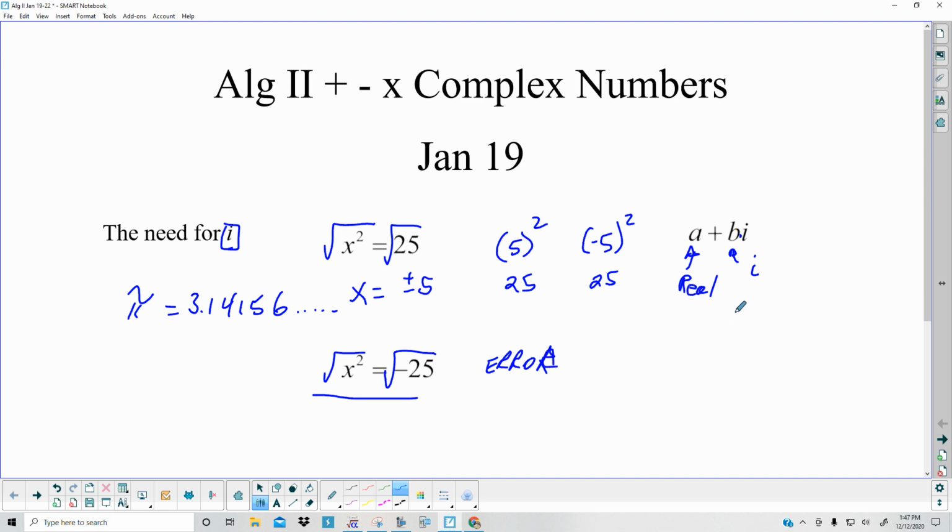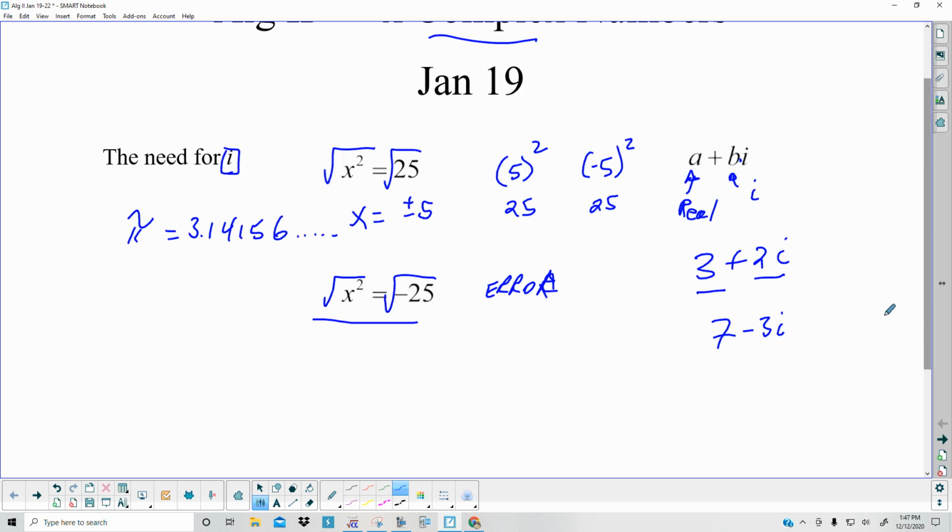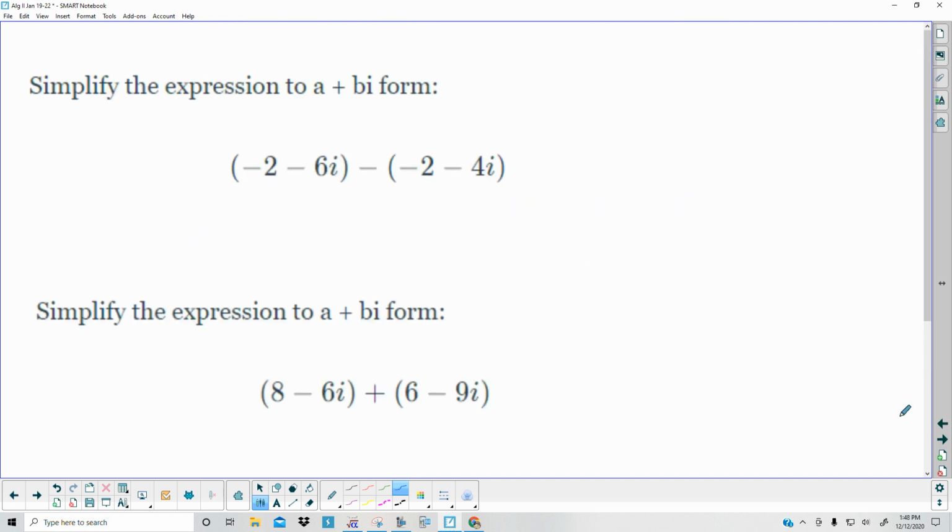All right, here goes. 3 plus 2i is a complex number because it has a real piece and an imaginary piece. And this is standard form, 7 minus 3i. This is in complex format, standard form. And you write the i as a lowercase italics i. So negative 2 minus 6i, lowercase italics i. Okay? So the first thing I want to show you about is adding and subtracting them.